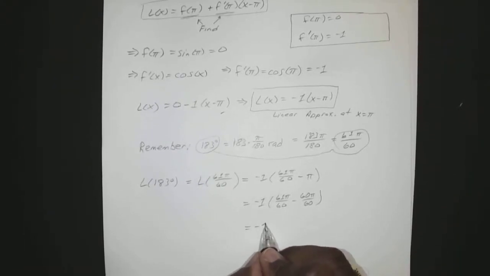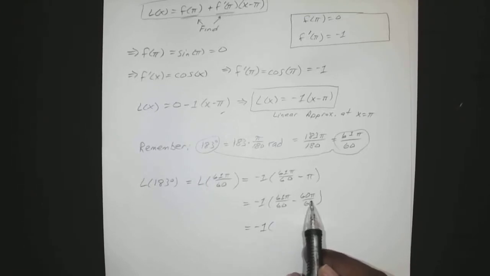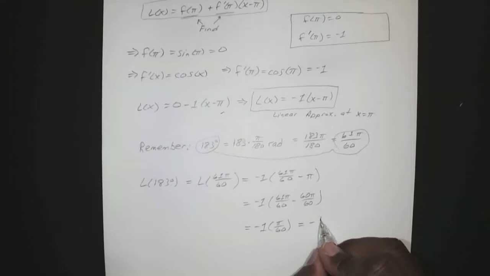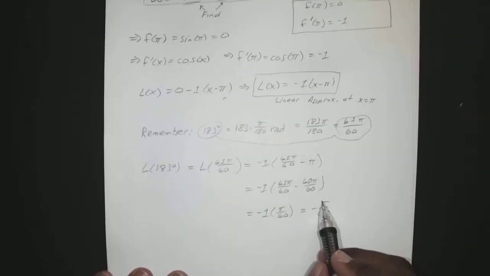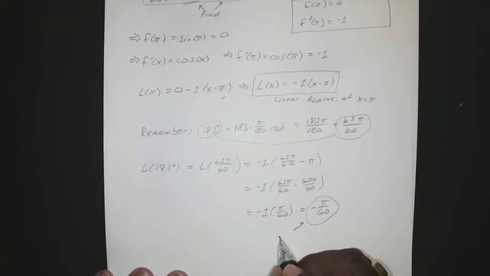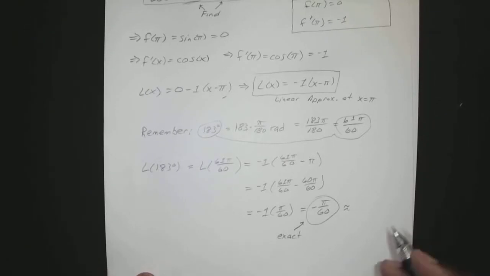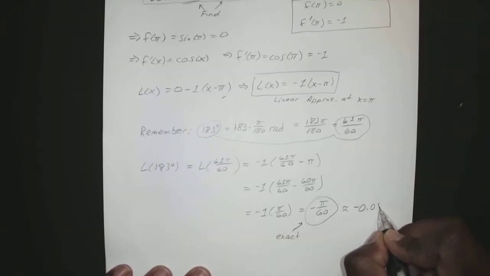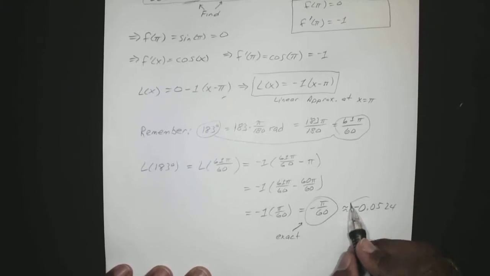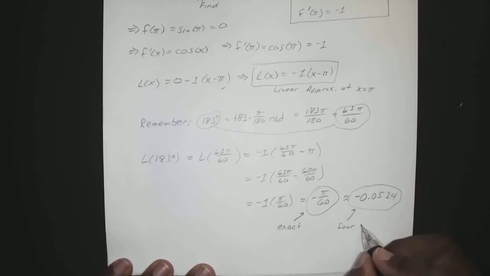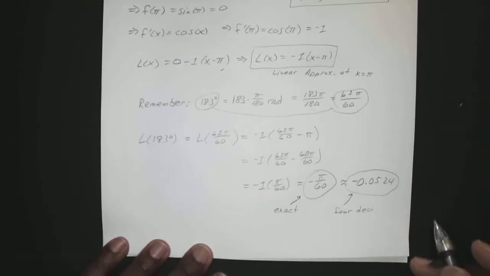Okay, which gives us -1. 61 pi minus 60 pi is just pi. Pi over 60, which is negative pi over 60. Okay, so this would be our exact answer. If you plug it into your calculator, you'll get some negative 0.0524. That's the 4 decimal places. Oh, move that up a little bit.